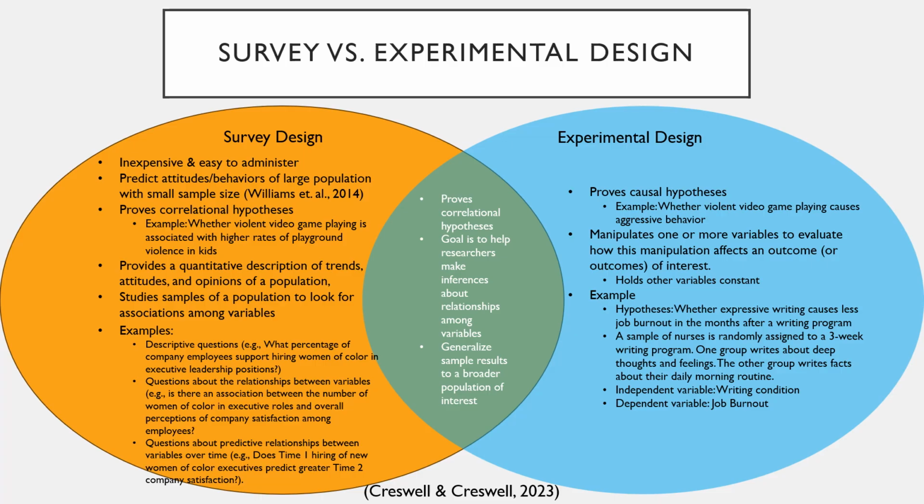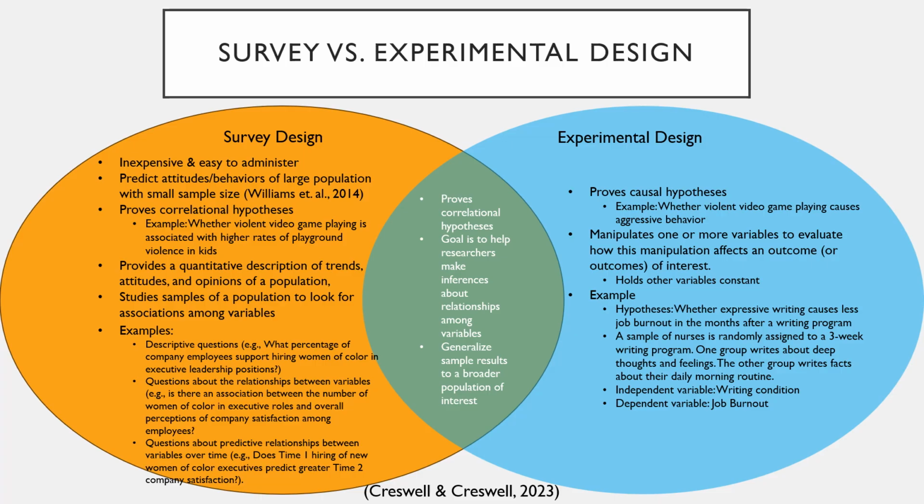Another type of question that you can ask in a survey design is questions about the relationship between variables. For example, is there an association between the number of women of color in executive roles and overall perception of company satisfaction among employees? And then the third type of question you could ask is questions about predicted relationships between variables over time. For example, does time one hiring of new women of color executives predict greater time two company satisfaction? Those are all examples of how you could do survey design.